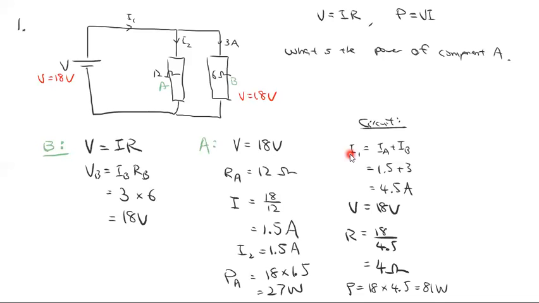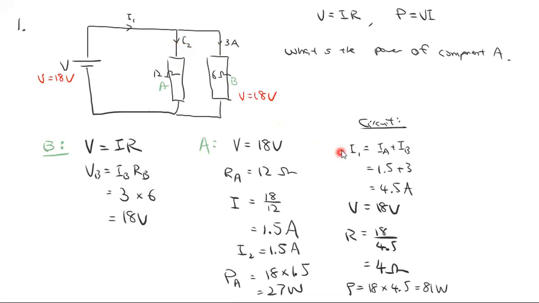Why does I1 equal 1.5 plus 3? Because that's 1.5 and that's 3. Shouldn't it be like reciprocal? No. When is the current ever the reciprocal? Oh, that's resistor. Okay. Yeah.